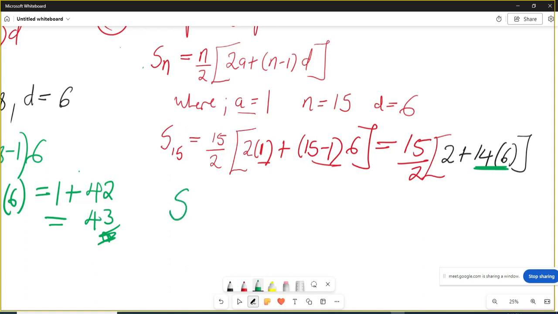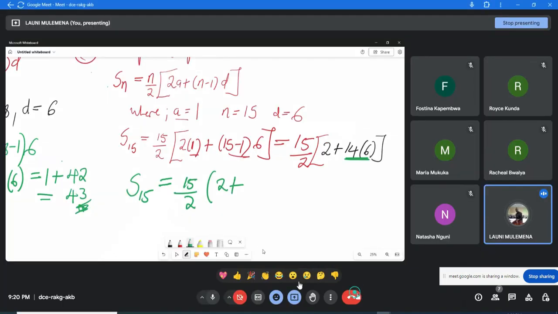So, that means you have the sum of the first 15th term. Okay? So, I've written S15 like that to be 15 over 2. And then now I'll say we have 2 plus. Now we need to multiply 14 times 6. What is 14 times 6? Royce, what is 14 times 6? Who is able to multiply fast, but please do not use a calculator. What is 14 times 6?